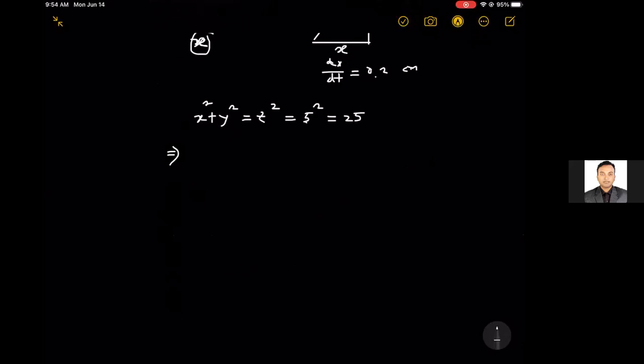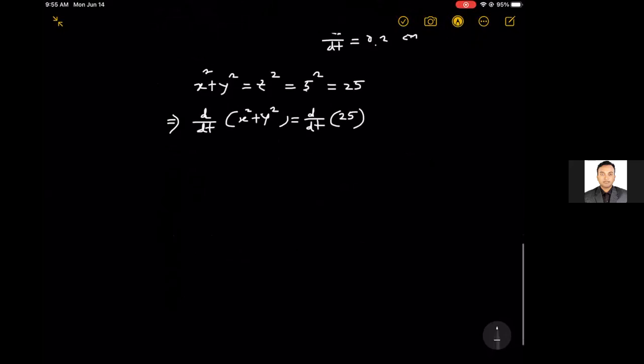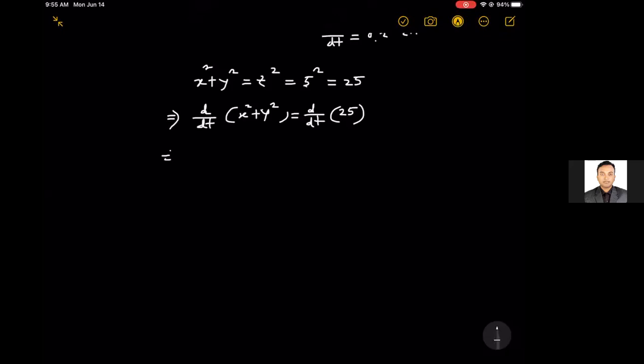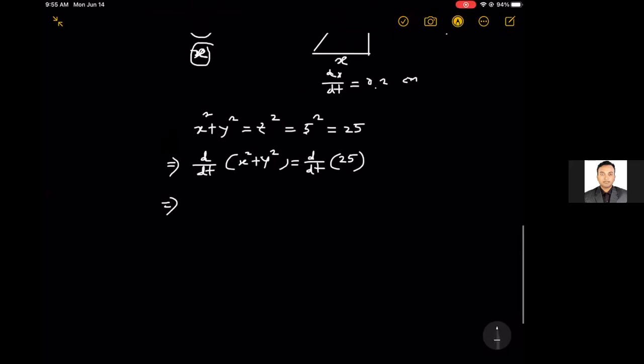Now, first of all, we want to find the derivative of x squared plus y squared. And of course, whatever we do, we need to do that on both sides, all right? Okay, now we are back to calculus. What's the derivative of x squared?